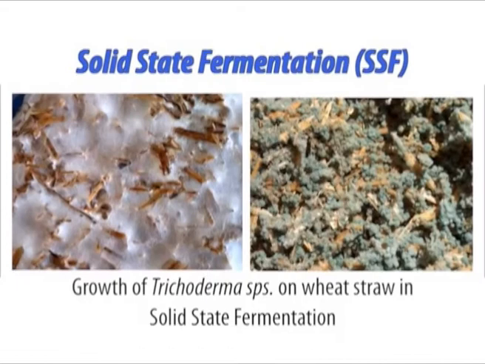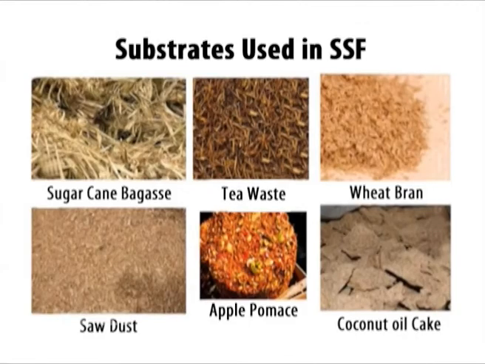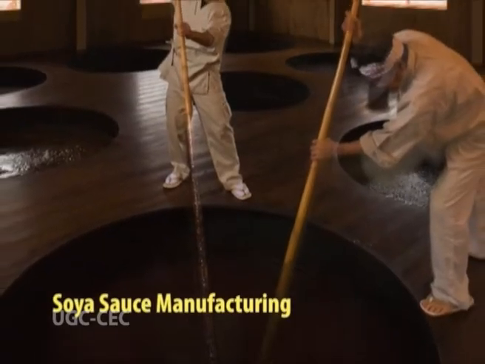Solid state fermentation is also known as SSF. It involves the growth of microbes on moist solid particles. SSF mainly involves filamentous fungi. The substrates used in SSF processes are often products or byproducts of agricultural, forestry or food processing. The source of nutrients comes from within the particles, for example, soya sauce manufacturing.